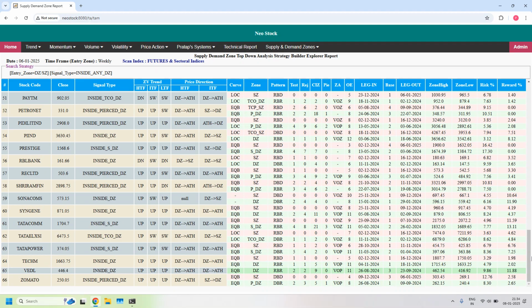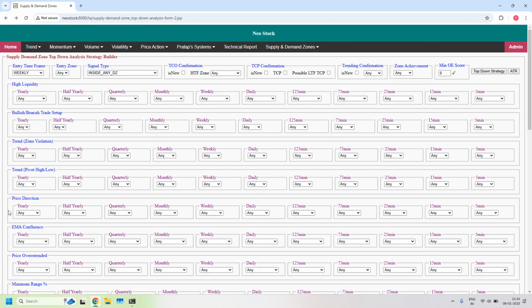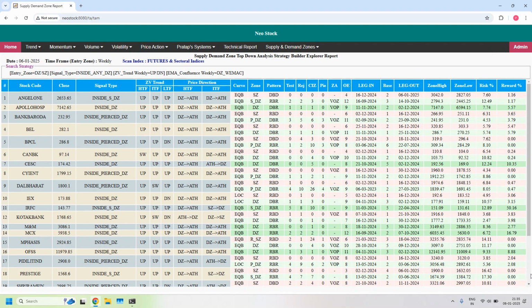Let us further filter these stocks based on the EMA Confluence. Weekly demand zones having weekly EMA Confluence. So in the EMA Confluence weekly time frame, I am enabling the filter weekly demand zone having weekly EMA Confluence. And trend on weekly time frame should not be sideways. It can be up or down. Let's filter.